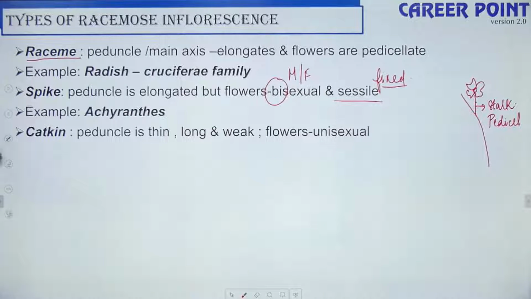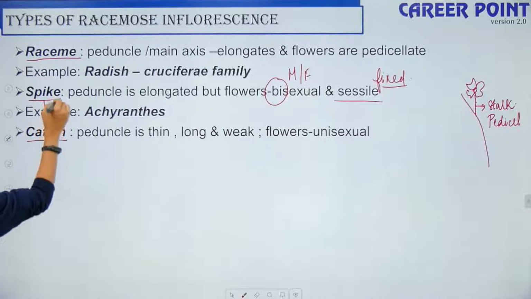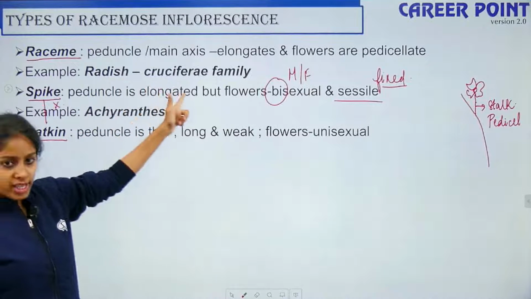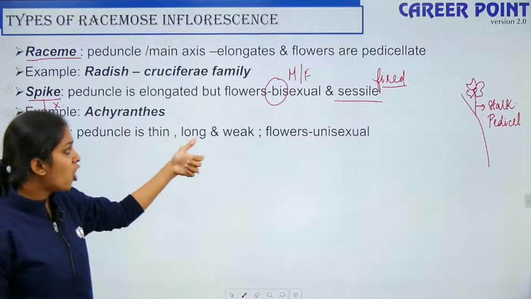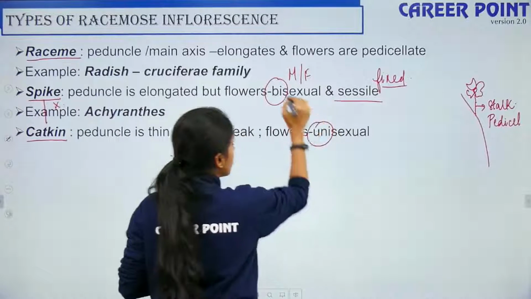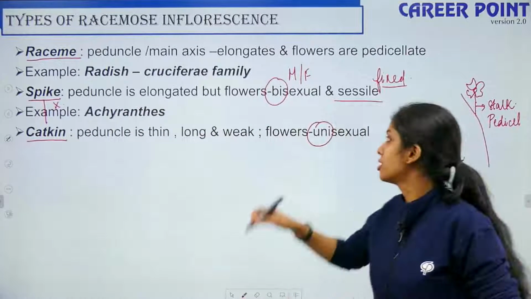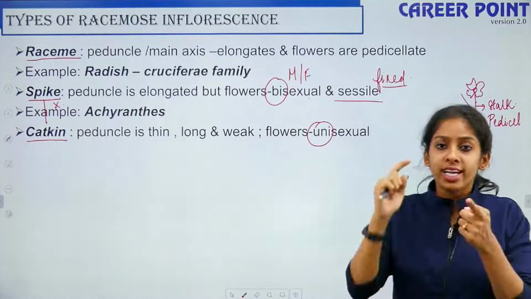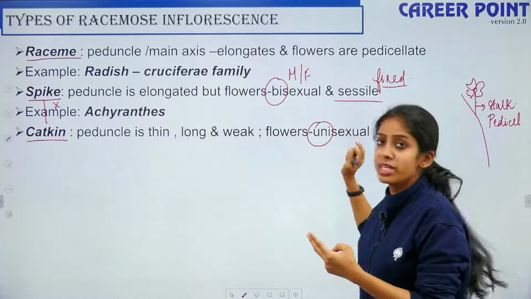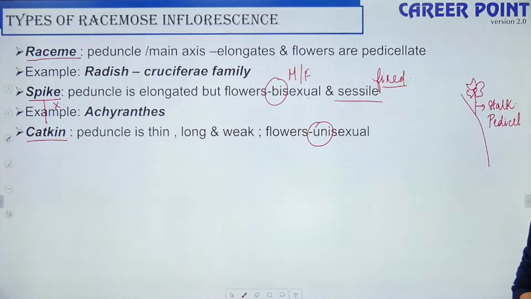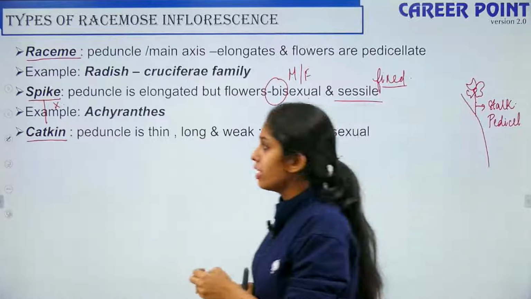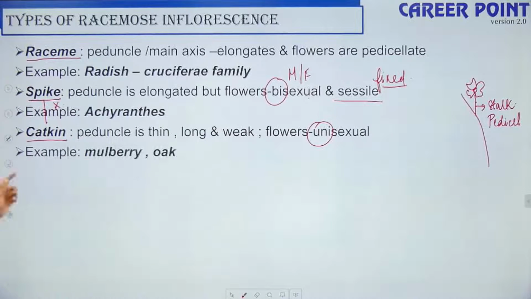The next is catkin. Catkin is exactly opposite to spike. In catkin, the peduncle is elongated, thin, long and weak, and the flowers are unisexual. Here in spike it is bisexual. When a flower contains both male and female sexes, it is called a bisexual flower. When it contains only male or only female, it is called unisexual. In case of catkin, you have unisexual flowers. Examples are mulberry and oak. Have you noted it down?